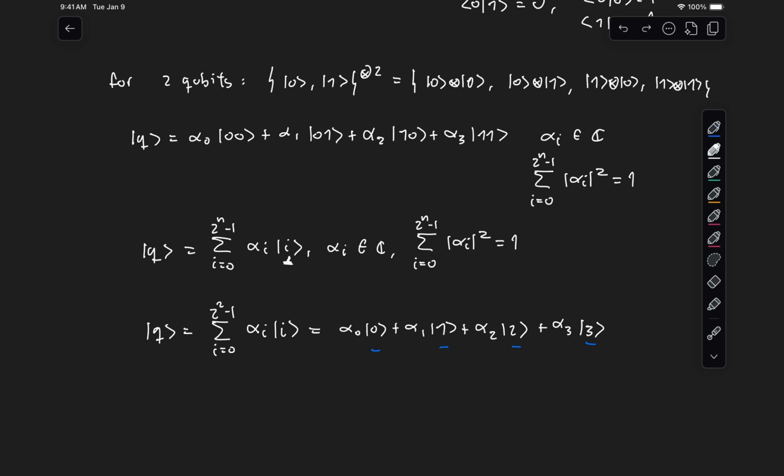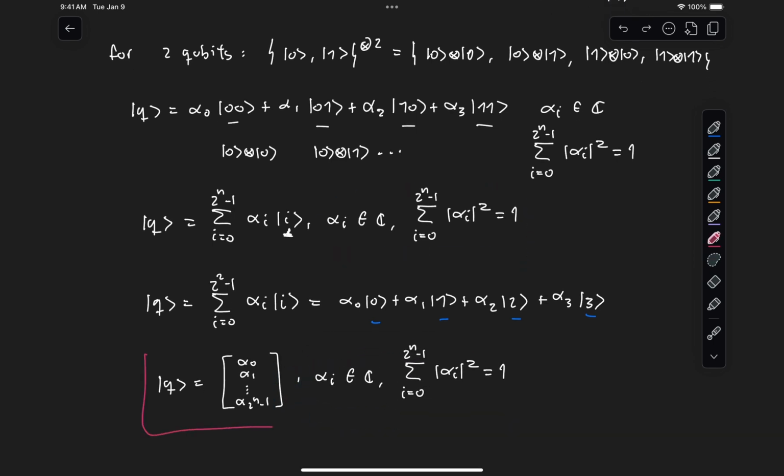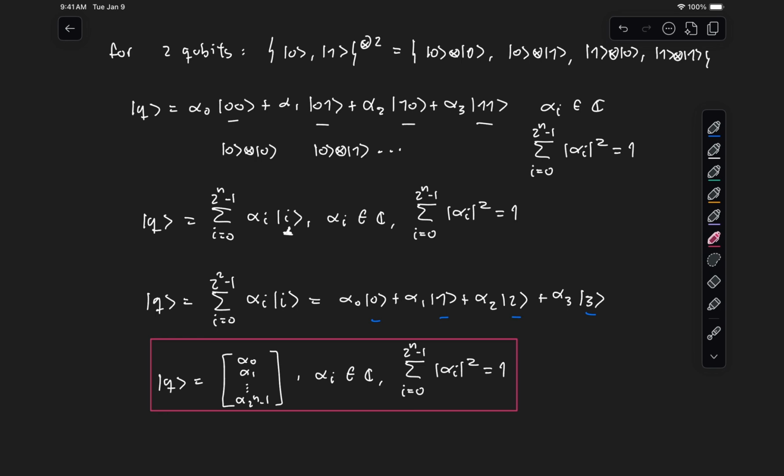So what this really means is what we had here above, where, of course, as we mentioned before, |0,0⟩ means |0⟩ tensor |0⟩, |0,1⟩ means |0⟩ tensor |1⟩, and so on. And of course, we can also express this in column notation as a column vector with components alpha 0, alpha 1, all the way down to alpha 2^n minus 1.